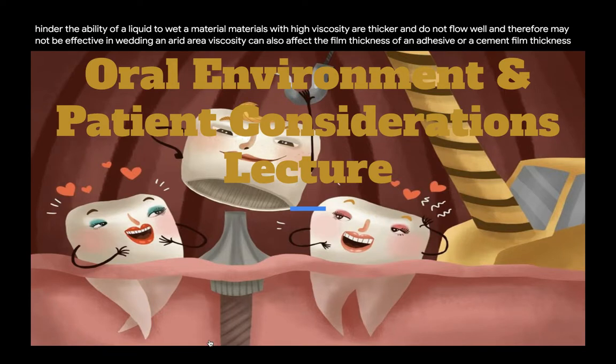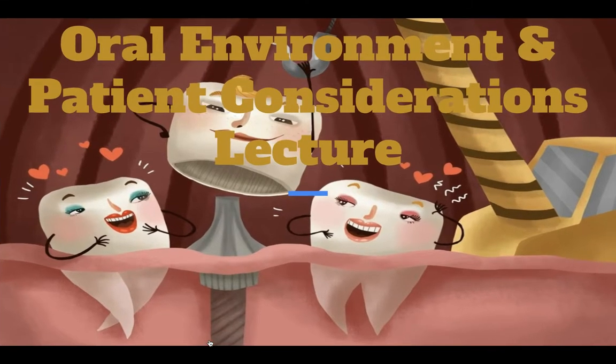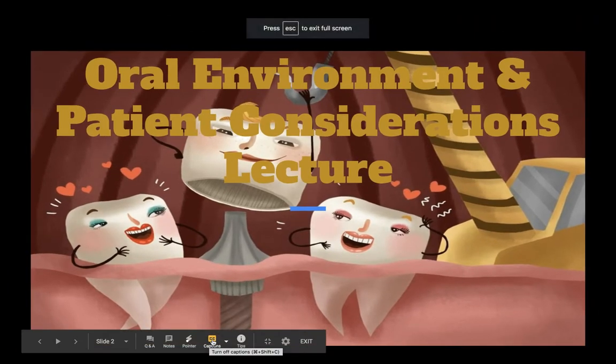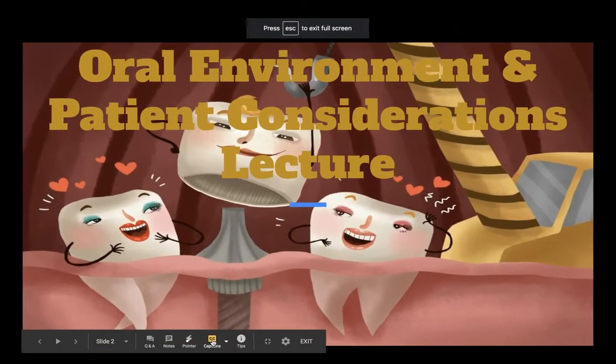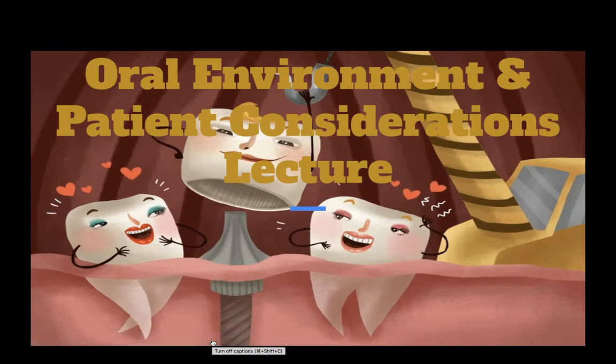Film thickness. Film thickness is the minimal thickness obtainable by a layer of liquid material after it sets under pressure and is particularly important in working with dental cements. When cementing a crown, if the film thickness of cement is too great, it may keep the crown from seating completely. A thin film of cement is desirable to allow the cement to flow from under the crown when it is seated under pressure during cementation.